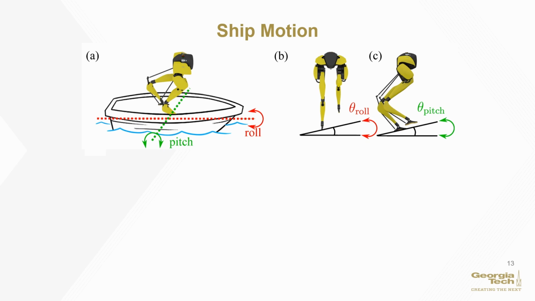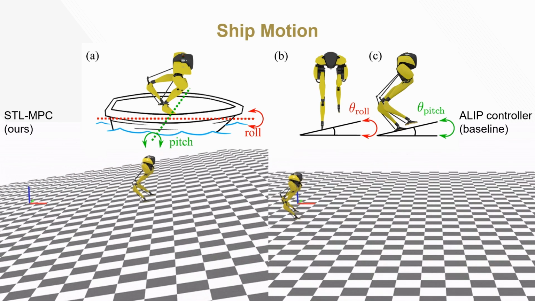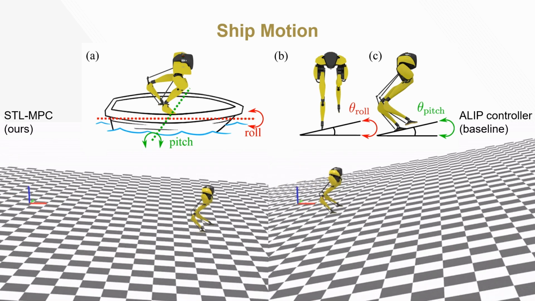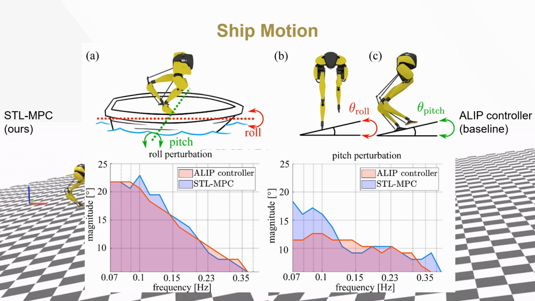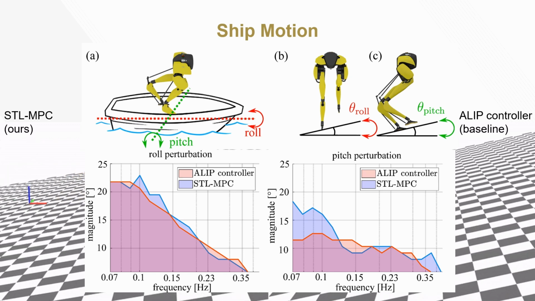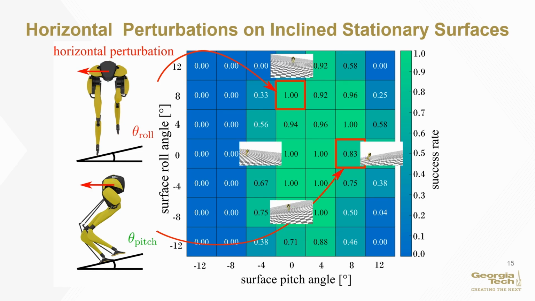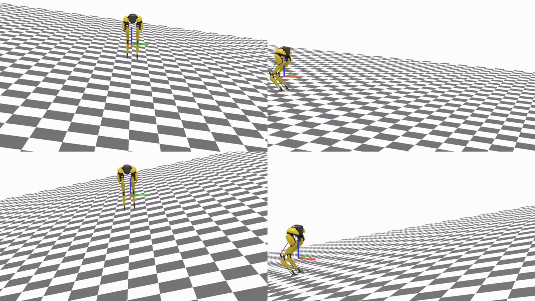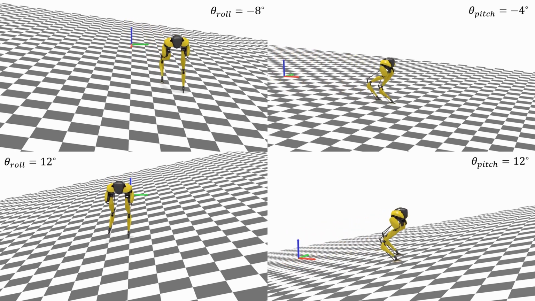We simulate ship motions to study the terrain-agnostic feature of our framework. We summarize the successful trials to different combinations of oscillations in a Bode plot of recovery capability. The Bode plot shows the STL-MPC's strong adaptability to the pitch axis oscillations. We also apply horizontal perturbations on inclined stationary surfaces and summarize the success rate of perturbation recovery in the heat map. Here we show 4 successful trials from the heat map. These 4 trials are Cassie walking on surfaces with different inclination and recovers from a 100 Newton perturbation.